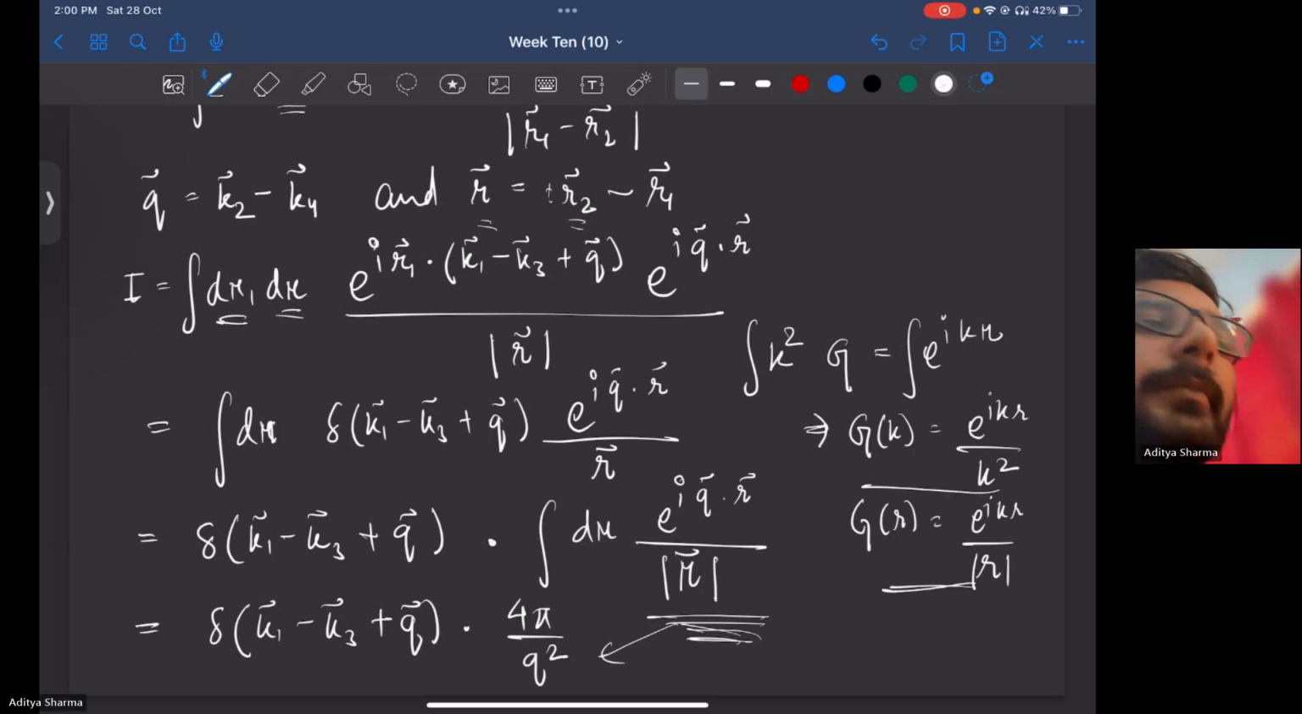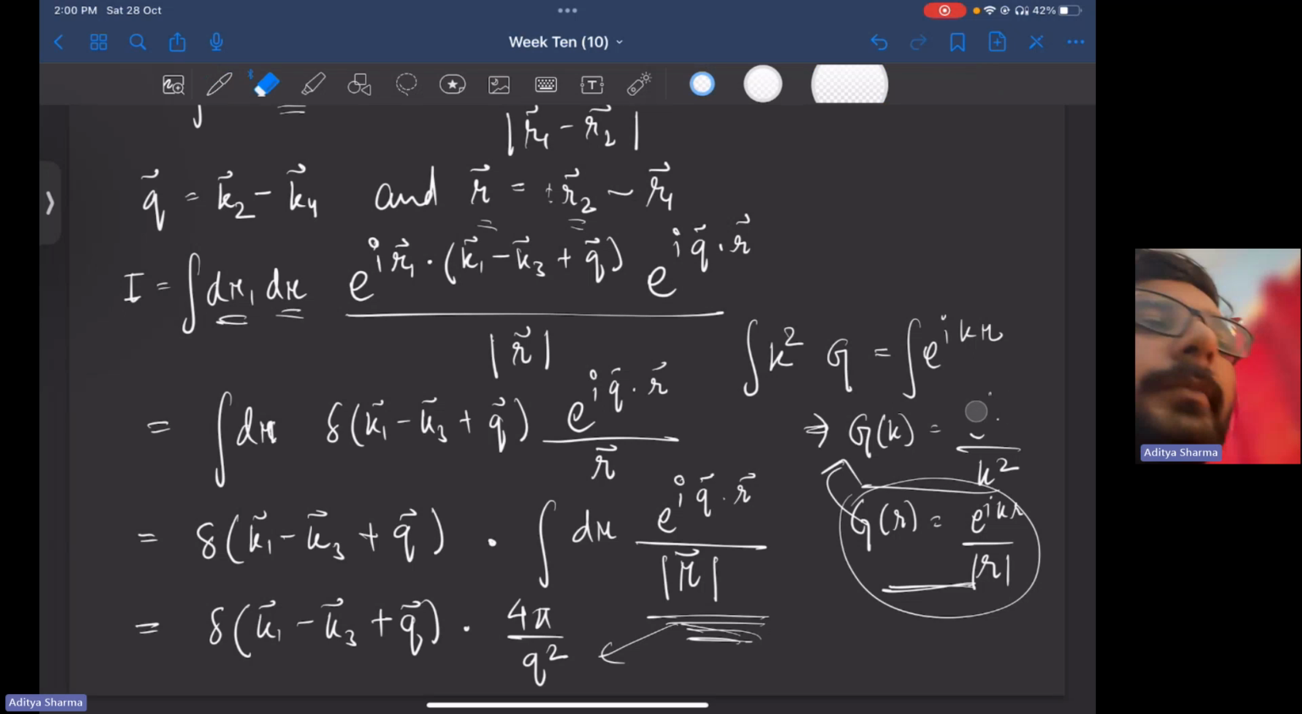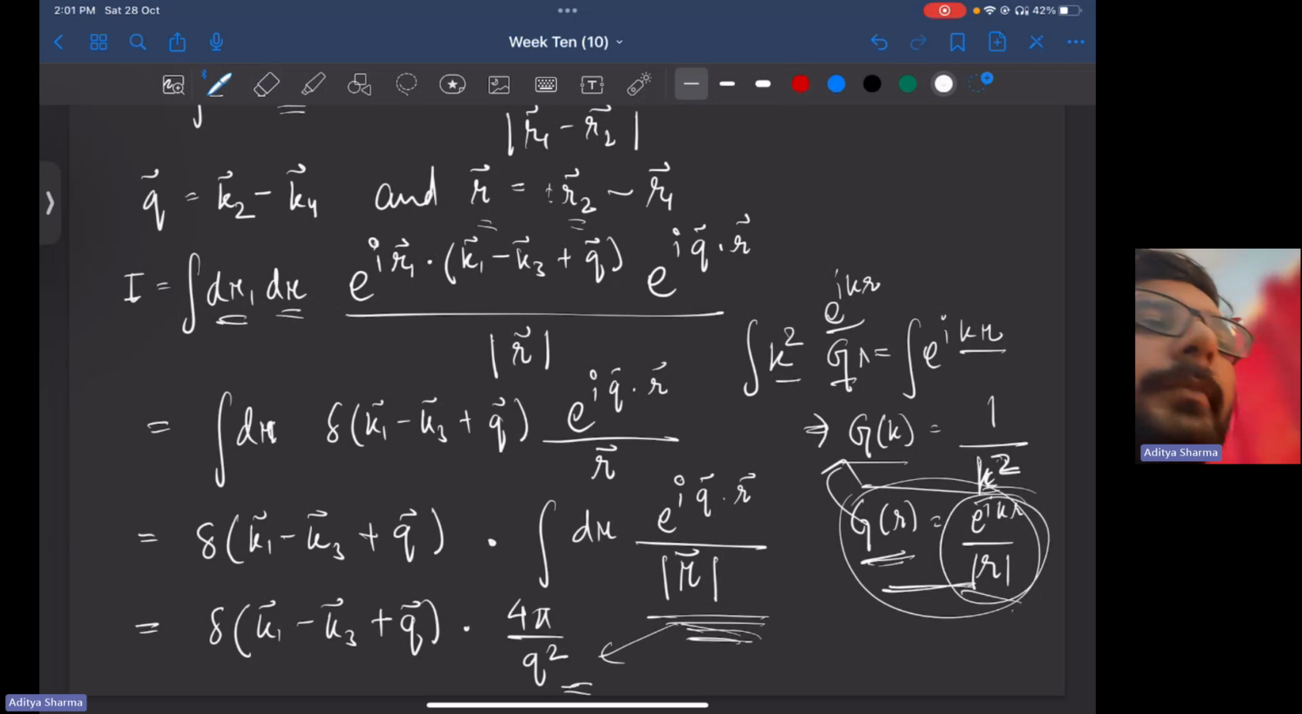So what I'm doing is I'm going the other way. Sorry, that is why I was confused. It should have been 1 by k square. So when you take the Fourier transform, you also have e power i k r here. So G is just 1 by k square. You want to take the Fourier transform of 1 by k square. This is what we have done. We've taken the Fourier transform in this language. So if I were to invert this, I am going to get G of R, which is going to look like this.